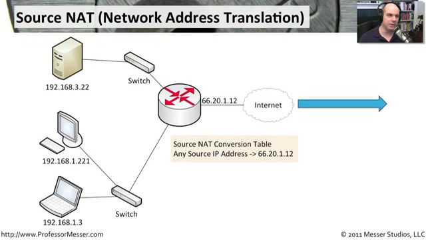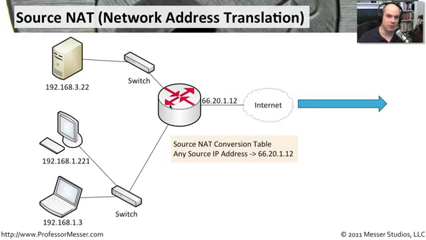This is a good example of this. We have a lot of people that are inside of our network on this 192.168 network. Here's 3.22, here's 1.221, and 1.3. These guys are on one subnet, these guys are on another subnet. When they talk to the internet, they're not going to talk by 192.168.3.22. You're going to Google or something that's out here on the internet side.